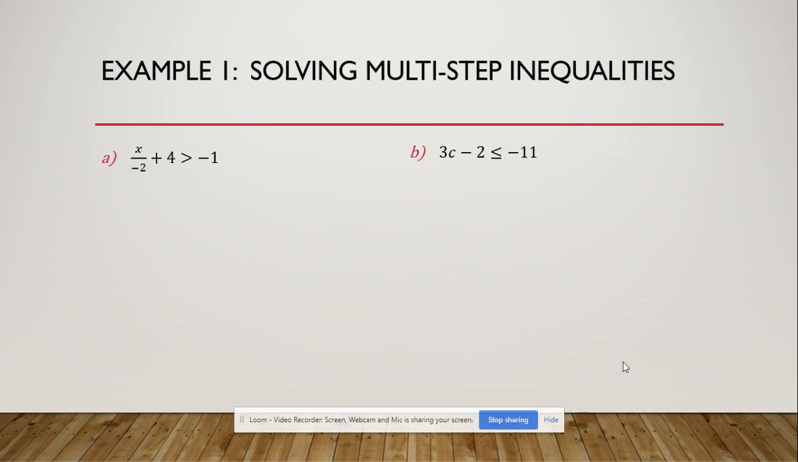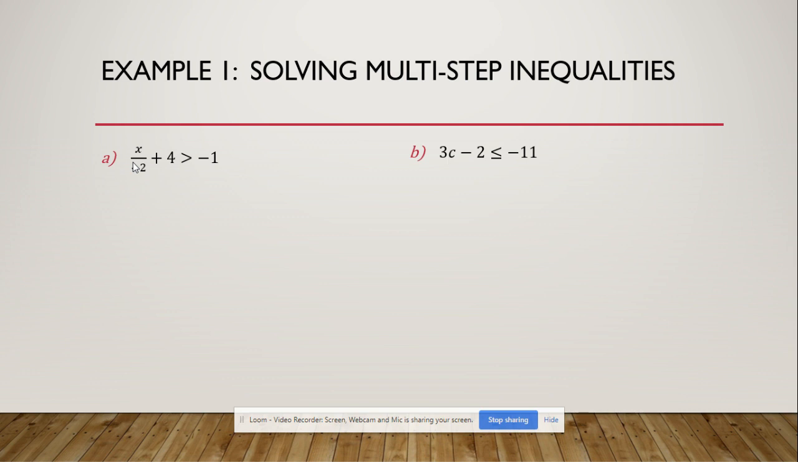So looking at A first, we've got x divided by negative 2 plus 4 is greater than negative 1. I've got two different things over here with my x. I've got the plus 4 term, and I've got that divided by negative 2. I need to eliminate both of those in order to get x alone.